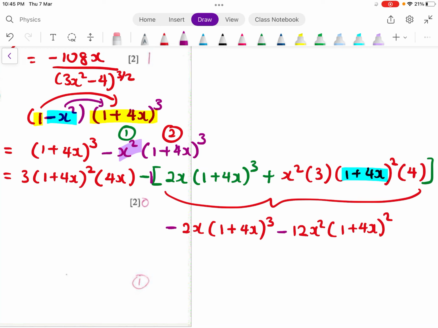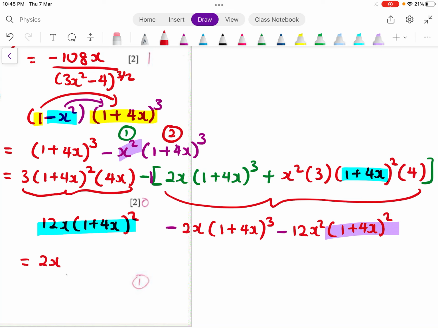Okay, the next part will be this front part. So 4x times 3 is what? 12x. 12x(1 + 4x) squared. Okay, if you look at this, you can actually combine these terms. You can factorize out the x, and of course, you can factorize out this bracket to make it nicer. So I take out 2x and 1 + 4x squared. So this is left with, right?